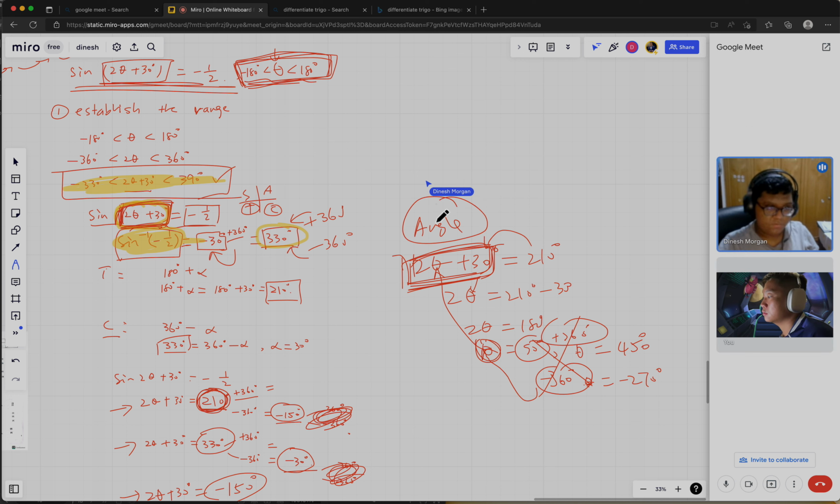But the component itself also has a range. No, wait. They give you the range in theta so that you have the way to get the range for the angle.